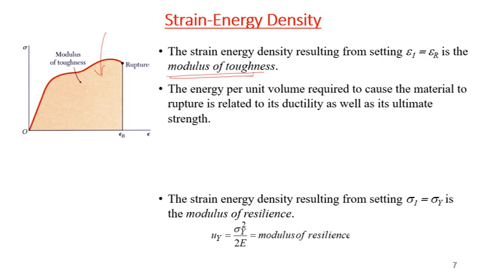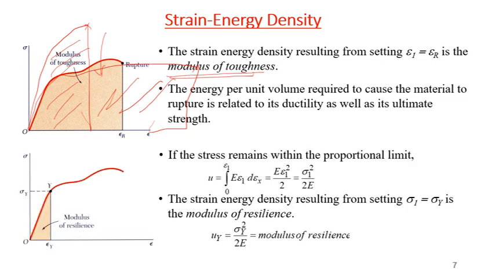The energy per unit volume required to cause the material to rupture is related to its ductility as well as ultimate strength. The more the ductility, the larger the area under the curve; the higher the yield strength, the larger the area. It means if I have a stress strain curve like this, it requires more energy even though the ultimate strength is not that high. Or maybe I have this type of material, so I need this amount of energy to break. Now it becomes independent of dimension. This amount of energy is required to break it into two pieces.